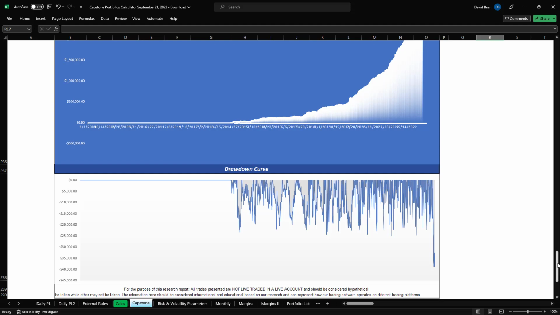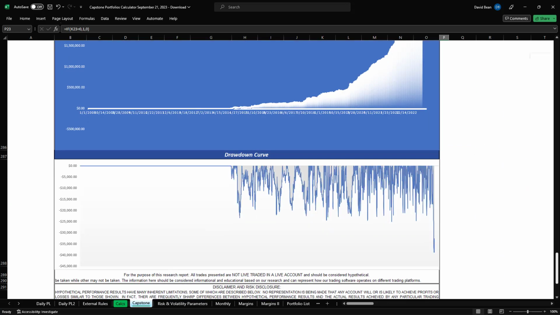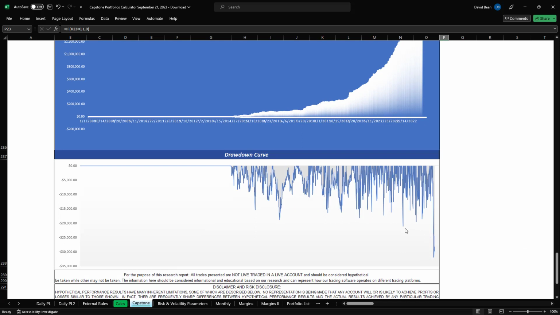And what can we do? What is the real problem with this? We've done this before in the past. Don't trade without market internals. And so if you set this to 1, it zeroes out all the strategies that don't use market internals in the stock indexes. And so you reduce your drawdown a little bit from 38 to 31. You can see it was much lower. And then it took this spike down.